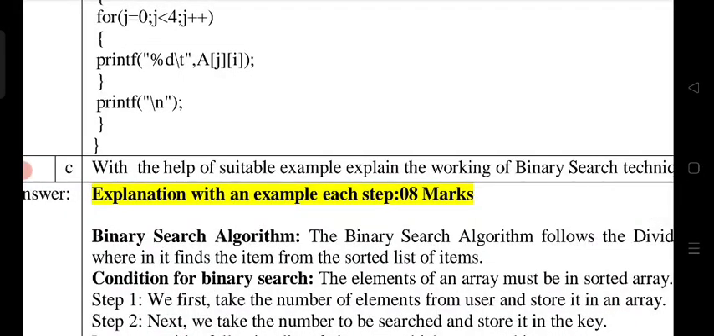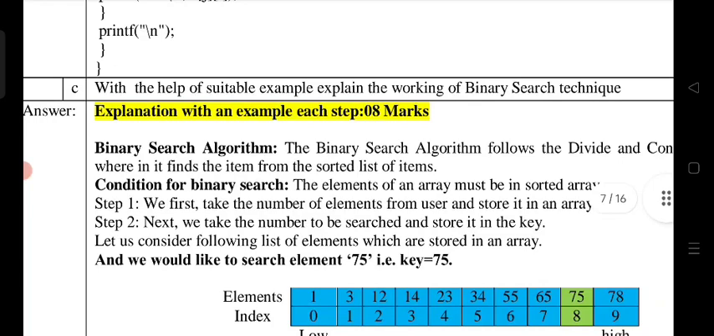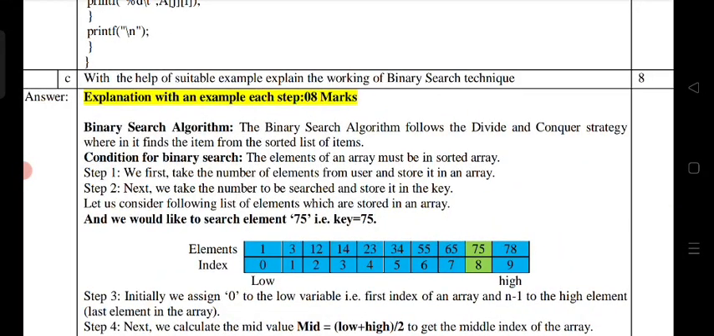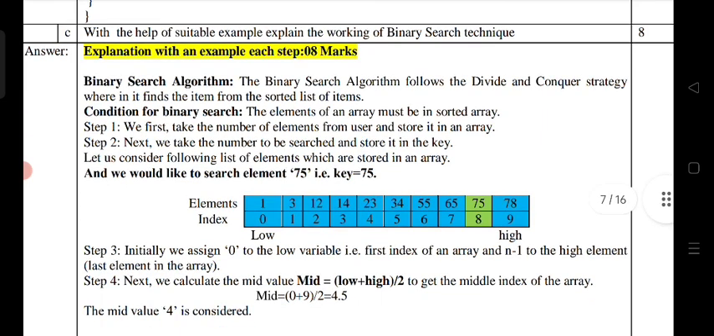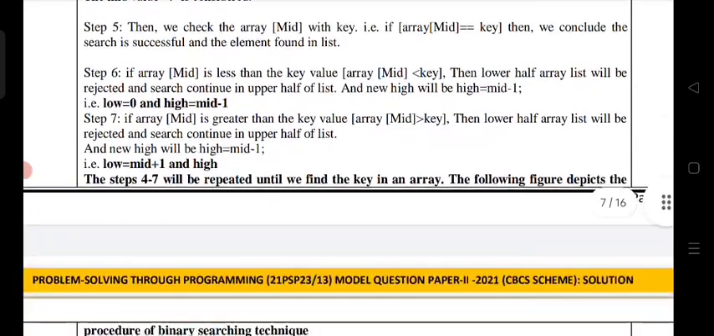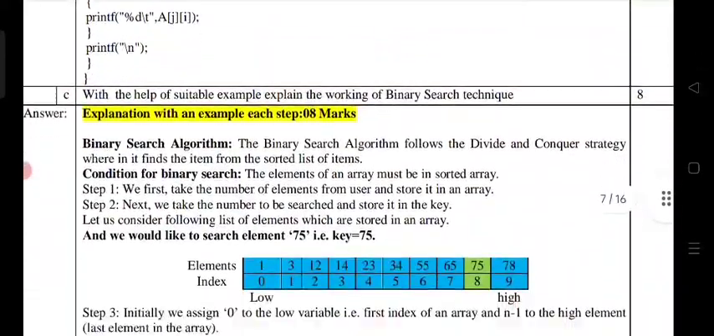The next question is, with the help of suitable example, explain the working of binary search technique. So here you have to consider an example, and you have to explain each step of the binary search. So this is the expected answer. So you have to take an array, list of elements, and a key for searching, and you have to explain each step which is performed in a binary search. So this is the expected answer for this question.